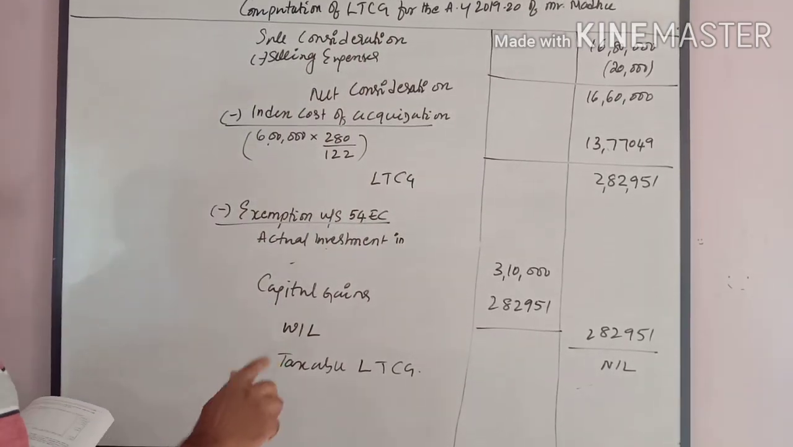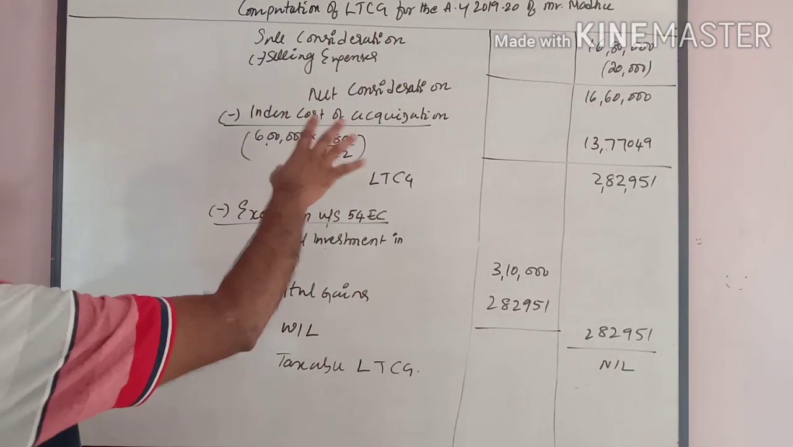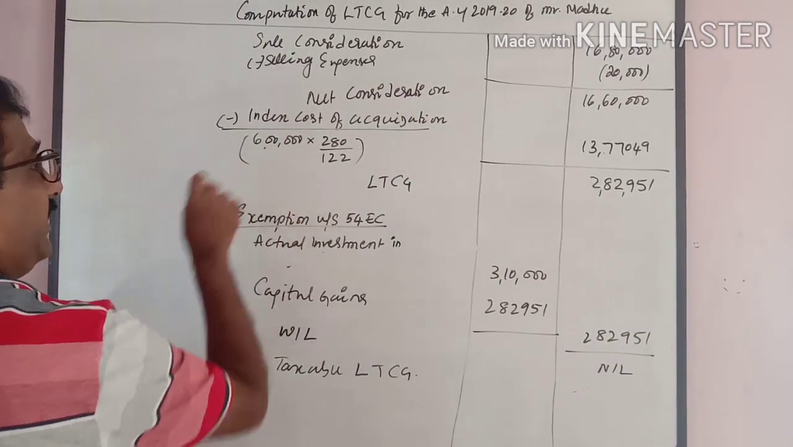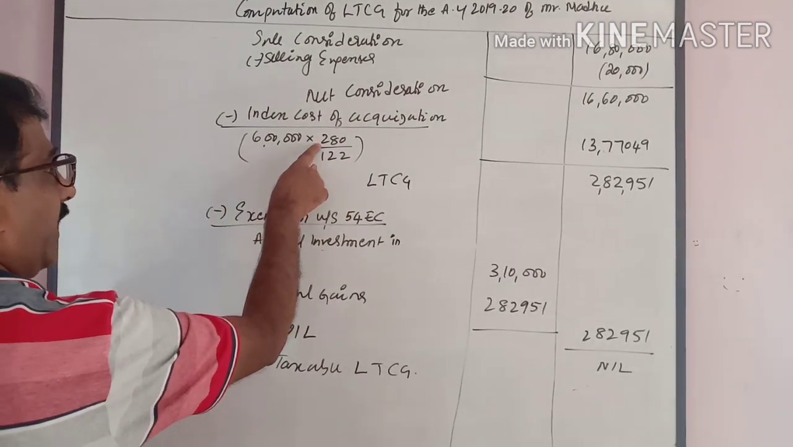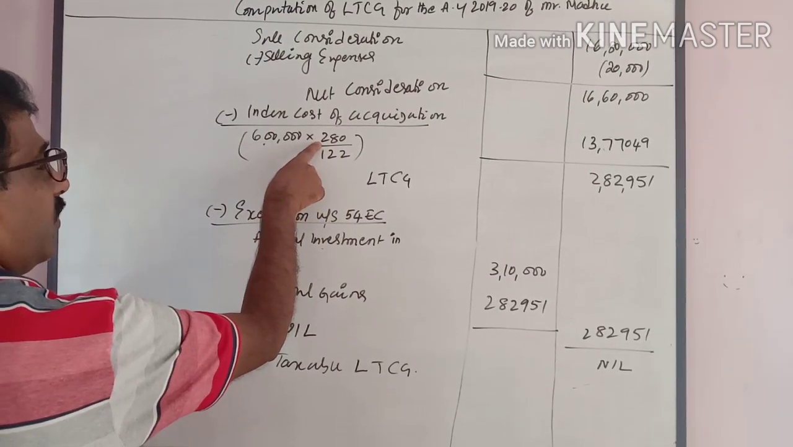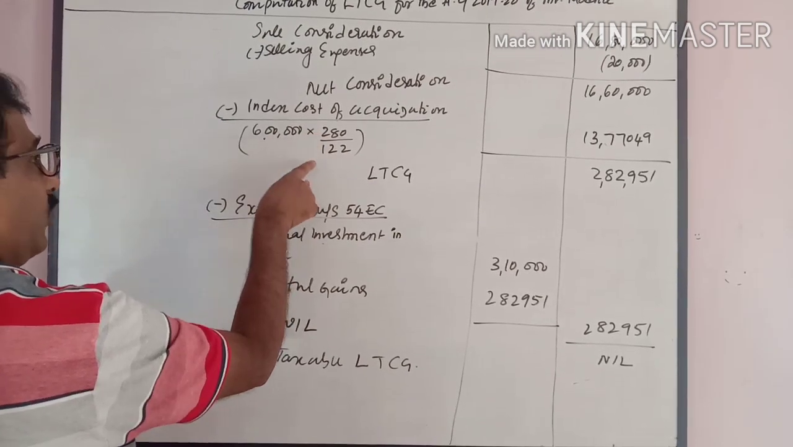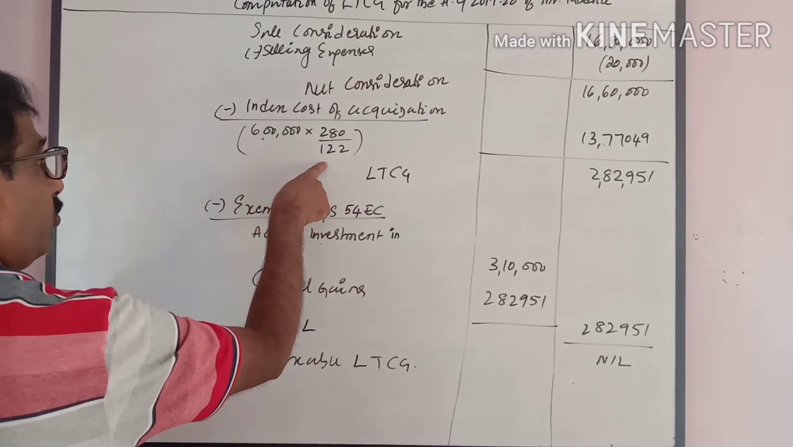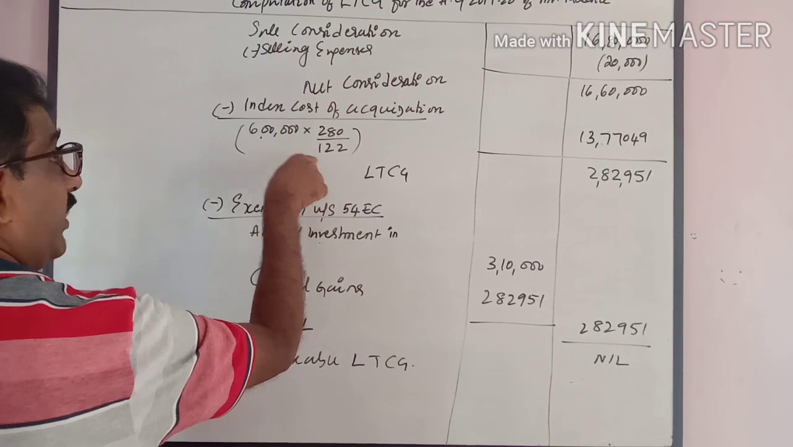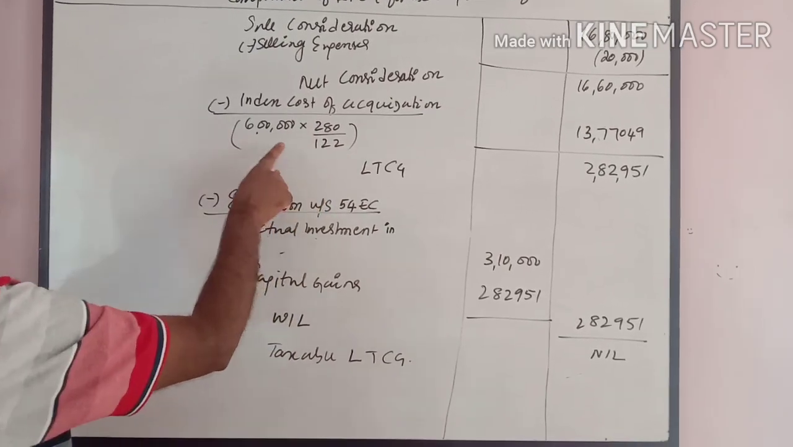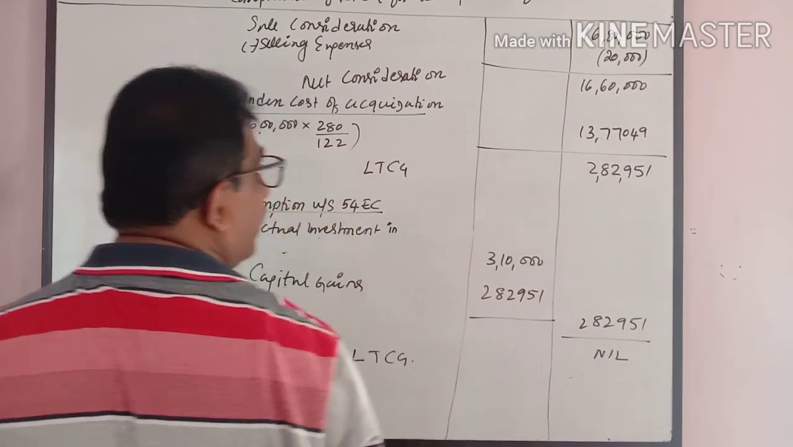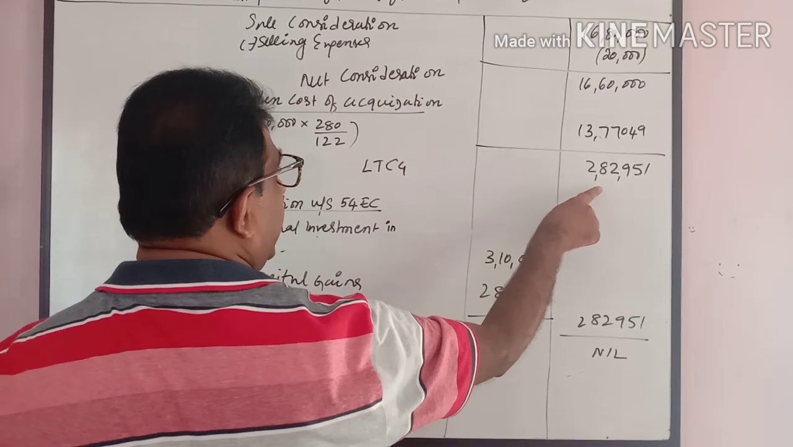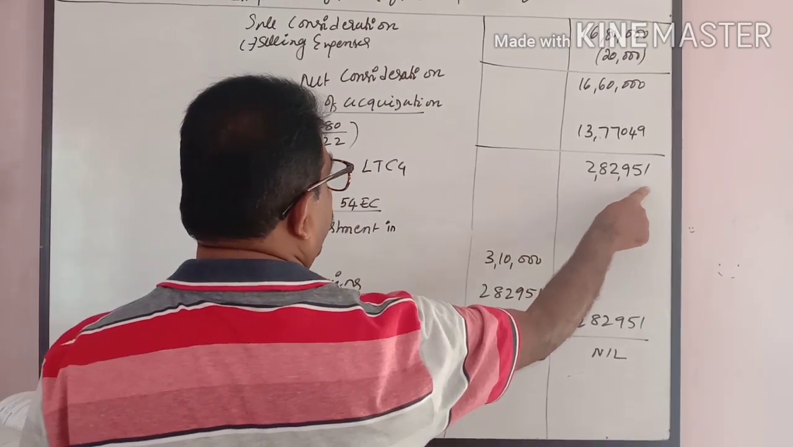If the asset is held for more than 36 months and sold, it comes under long-term capital gain. When there is a long-term capital gain, we have to apply the indexing. So 6 lakhs into 280 for the previous year. The index for the previous year is 280, and the asset was acquired in the year 2006-07, when the index was 122. 280 by 122 becomes equivalent to 13,77,049 today. If you deduct, you get LTCG, long-term capital gain, of 2,82,951.